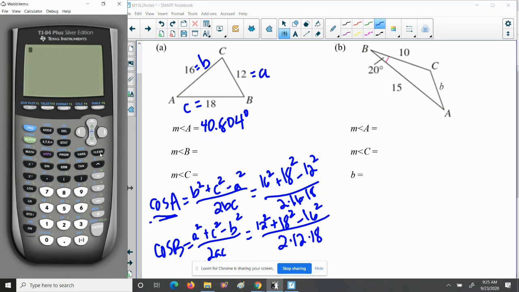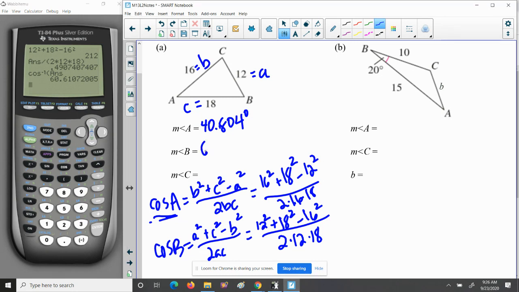So let's go over. Again, I'm going to type it in one at a time. 12 squared plus 18 squared minus 16 squared. Hit enter. Divided by parentheses 2 times 12 times 18. Enter. Now that's the cosine, so we hit second cosine for the inverse and hit second negative to get the answer from before. And we get 60.601 degrees.